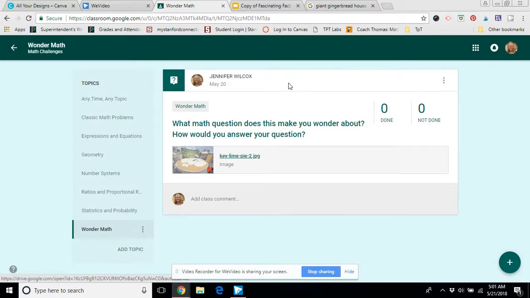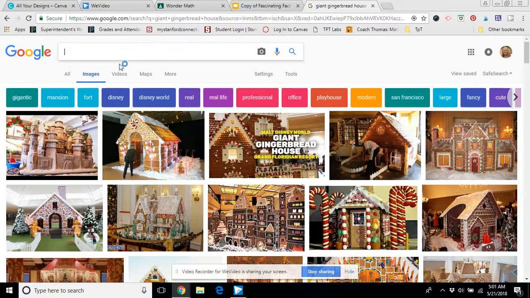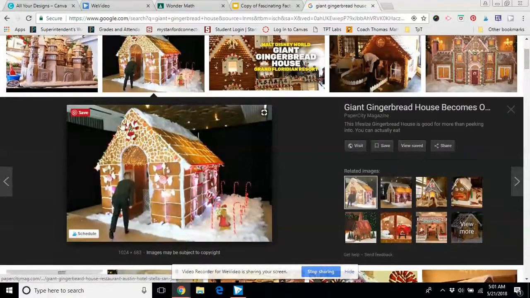To me, I just always see these pictures that make me wonder about things. And if kids see pictures that make them wonder too, why not use that and really get them thinking? Some of the stuff I was thinking about was, I Googled giant gingerbread house. And I look at this giant gingerbread house and I immediately start thinking about how much gingerbread did it take? How much frosting did it take? If that's interesting to a kid, all you have to do is put that image or a link to that image and just ask the question, what does this make you wonder about? And how would you figure it out?